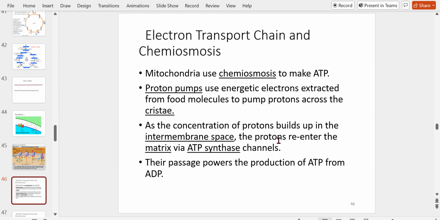As the concentration of protons builds up in the intermembrane space of the mitochondria, the protons re-enter the matrix via ATP synthase channels. Their passage powers the production of ATP from ADP. Okay?